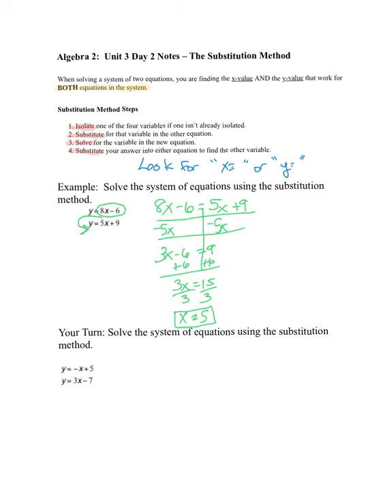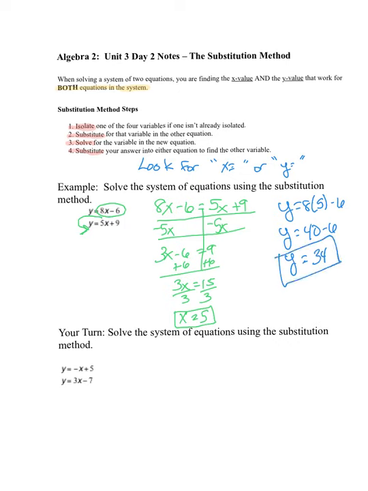Now I take x equals 5 and I put that into either one of the original equations, keyword original. So I'm going to use a different color. I'm going to put it into y equals 8x minus 6. Okay, I replace the x with 5. I'm substituting again. You've learned to use x as the tool. Once you find it, you use it. That's what we're doing here. y equals 40 minus 6. y equals 34.